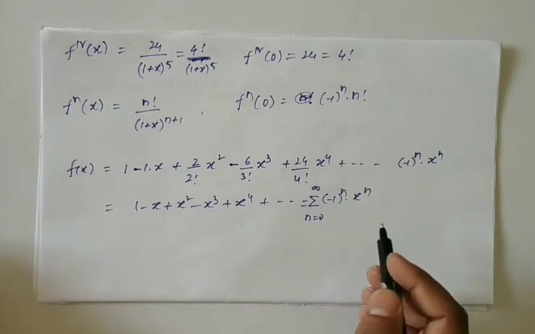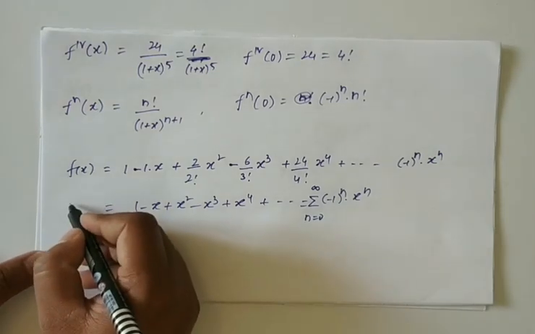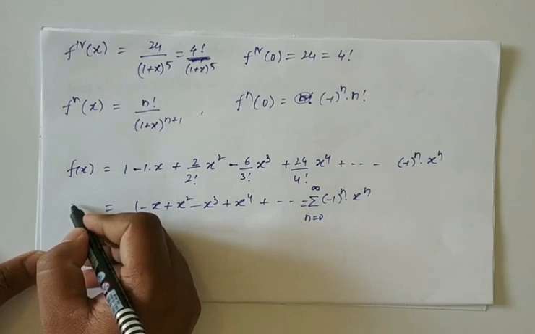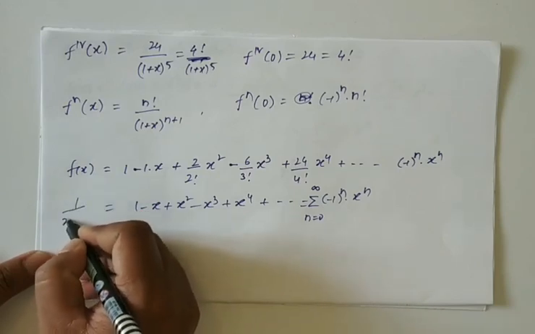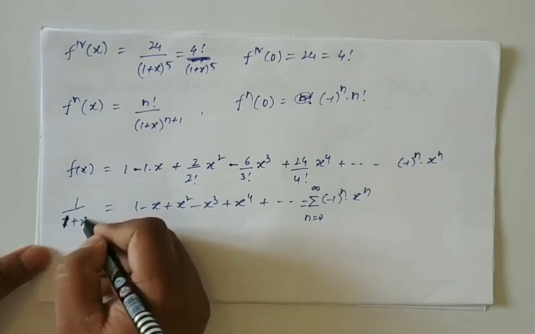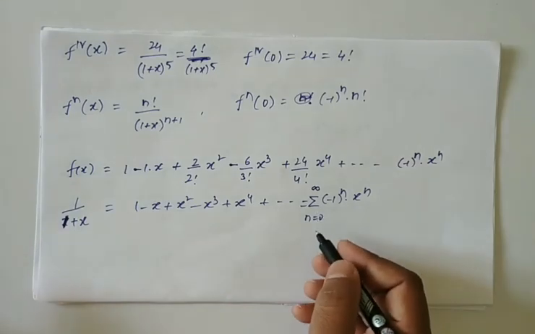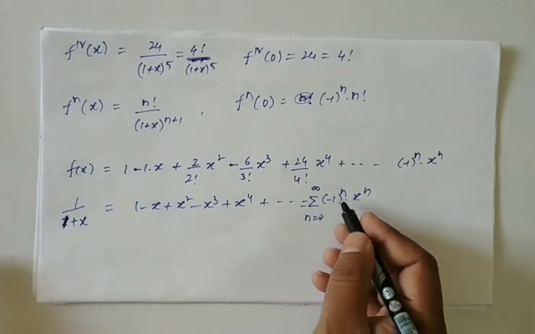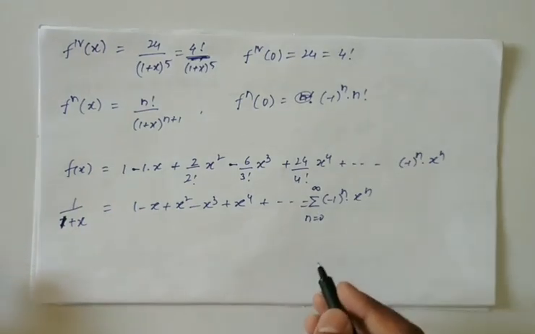That's all. The Maclaurin series or Taylor series of 1/(1+x) at a = 0 is the summation from n = 0 to infinity of (-1)ⁿ xⁿ.